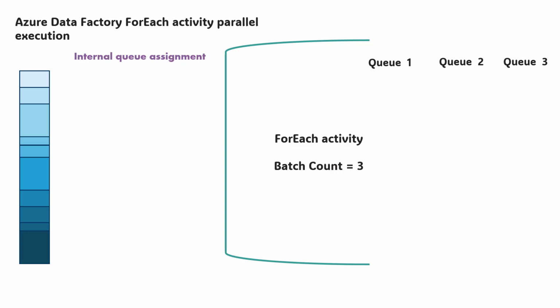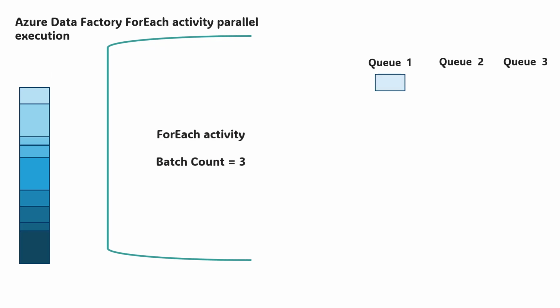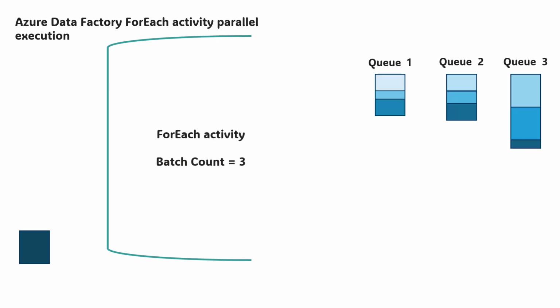Before a for each activity is executed, the inner work is assigned to internal queues. But ADF doesn't have any information about the resources required or the expected duration of the activities. So it may assign work in something of a round-robin fashion. This results in queues that can be rather uneven in execution duration.